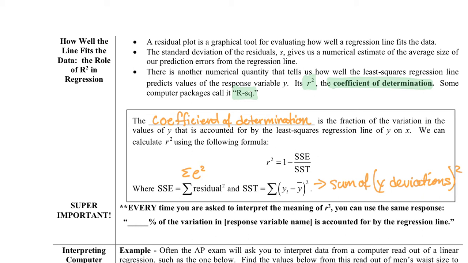What is very important is that you know this sentence. This would fall into the memorize category. You're going to get the R squared value as a decimal, and you want to change it to a percent. R squared percent of the variation in the response variable is accounted for by the regression line.